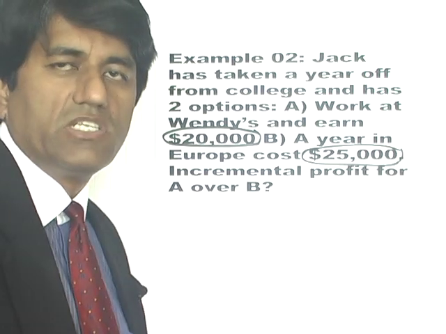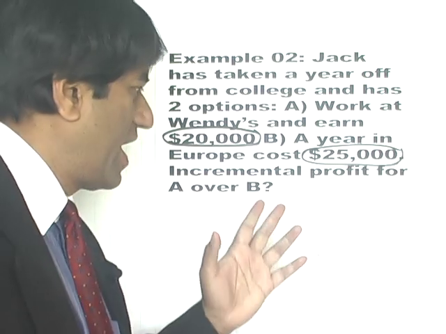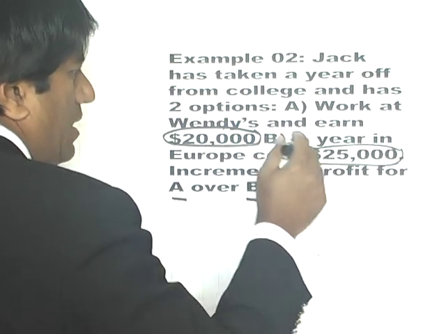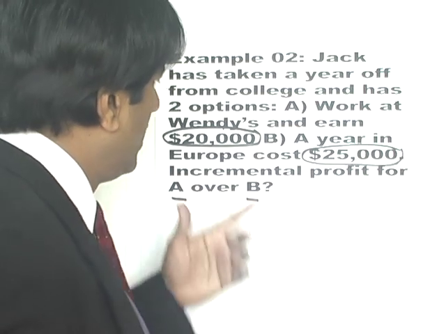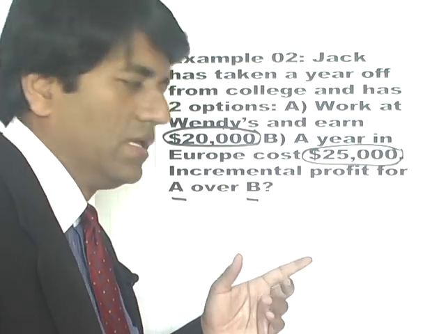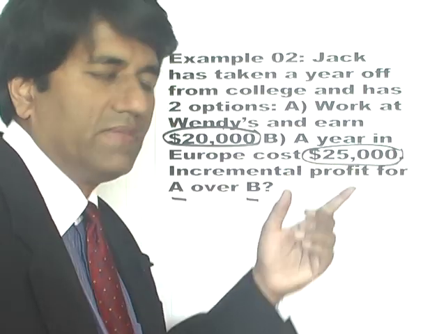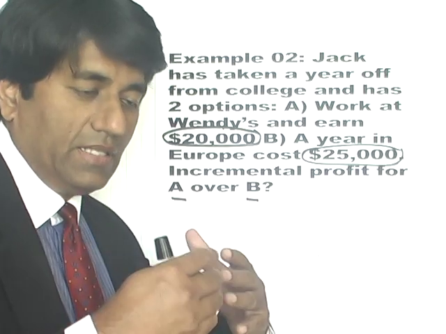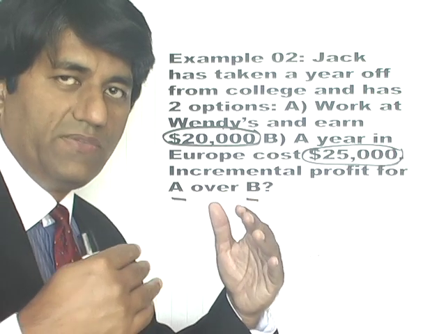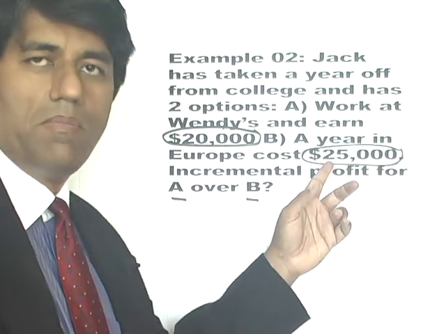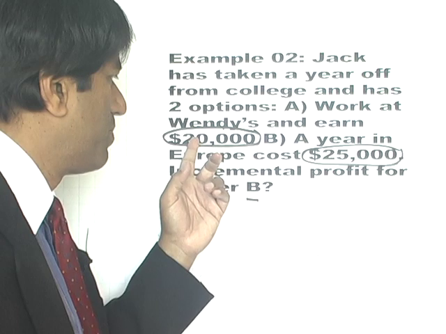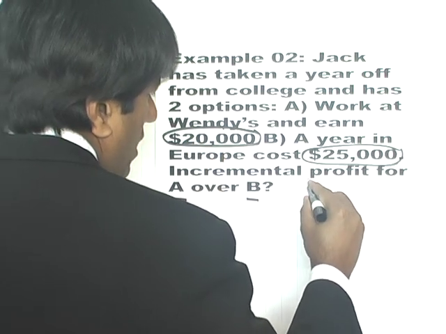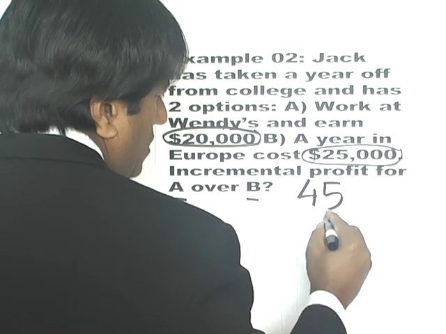So the question is, what is the incremental cash flow for A over B? If we chose A instead of B, is it the $20,000 which he would earn, or the $25,000 which he'll have to pay? It's actually the sum of these two, because incremental analysis looks at the difference between the two options. So here is minus 25 and here he is plus 20. So the answer would be 45,000.